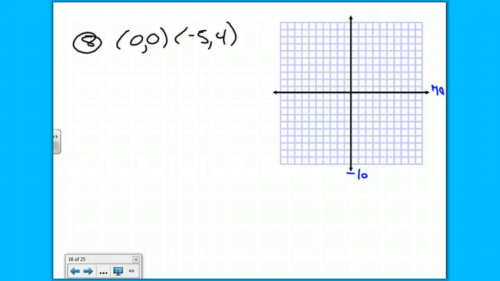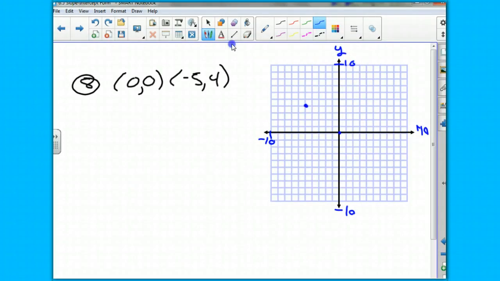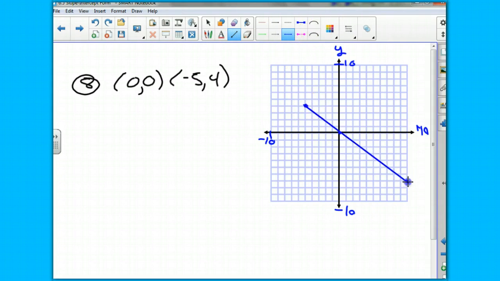So you plotted 0, 0. Right? And then you plotted negative 5, 1, 2, 3, 4, 5, 4. 1, 2, 3, 4. There it is. Okay, so we have 2 points, and then we've got to draw the line through the points. So I start here, and I go through that point and beyond. And I'm going to grab it and stretch it out.